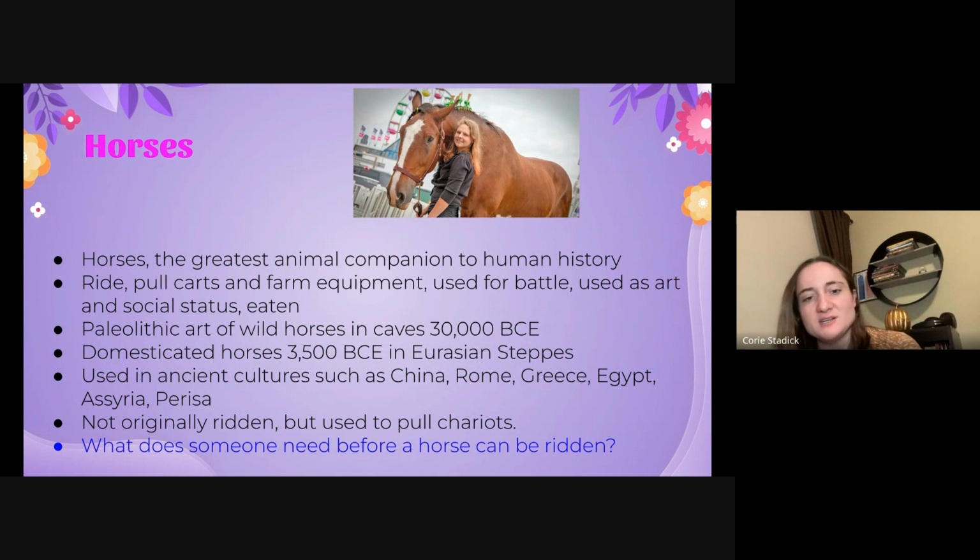They were used in ancient cultures such as China, Rome, Greece, Egypt, Assyria, and Persia. So there wasn't just one culture that dominated horses. Everyone used them, except for in North and South America. There was a kind of horse in North and South America, but it wasn't domesticated like horses we think of today are. So horses were not originally ridden, they were used to pull chariots. So, question for you, what does someone need to have in order to ride a horse?